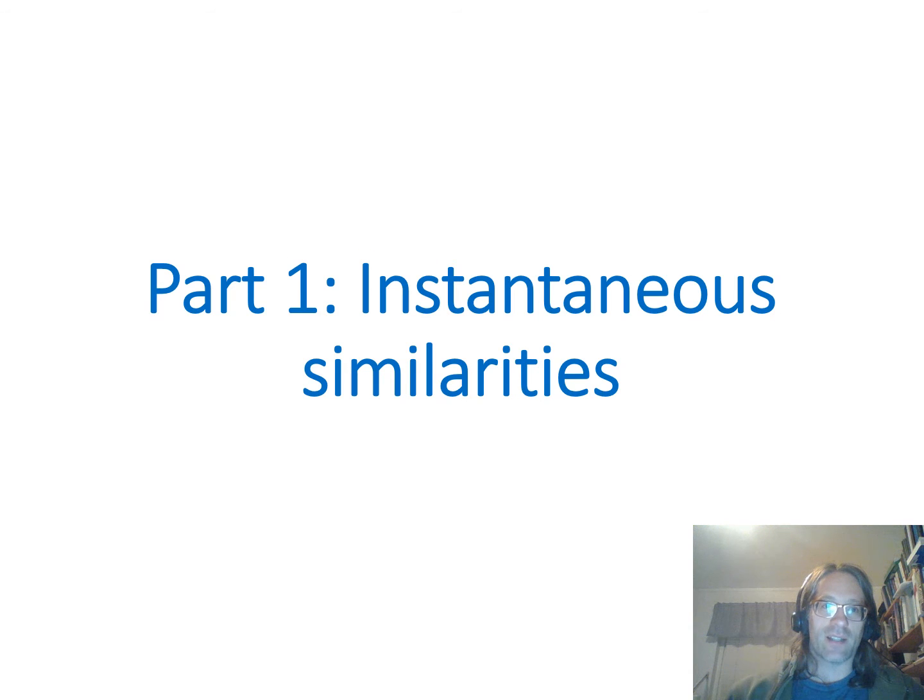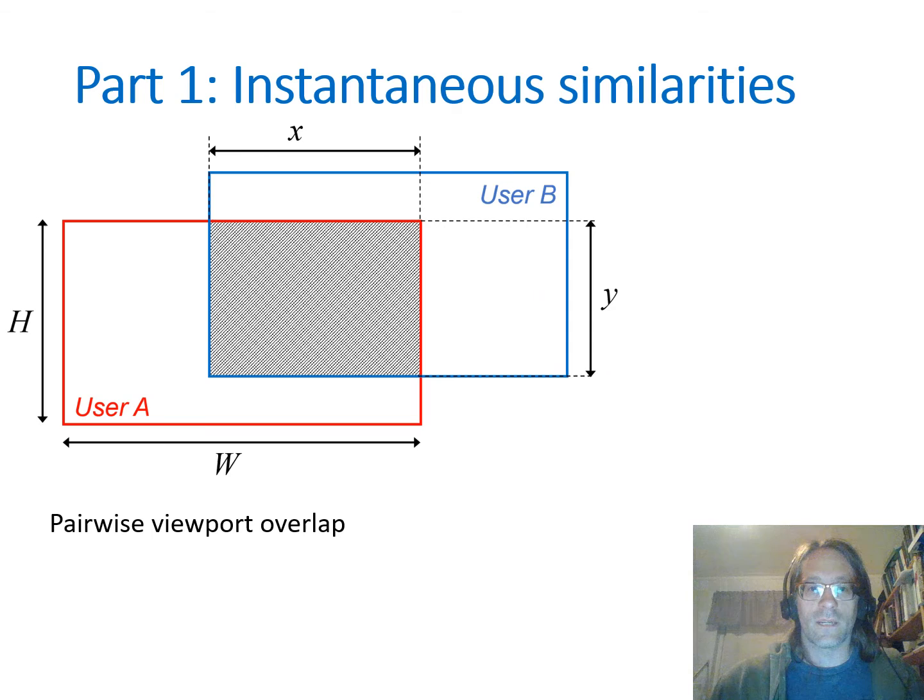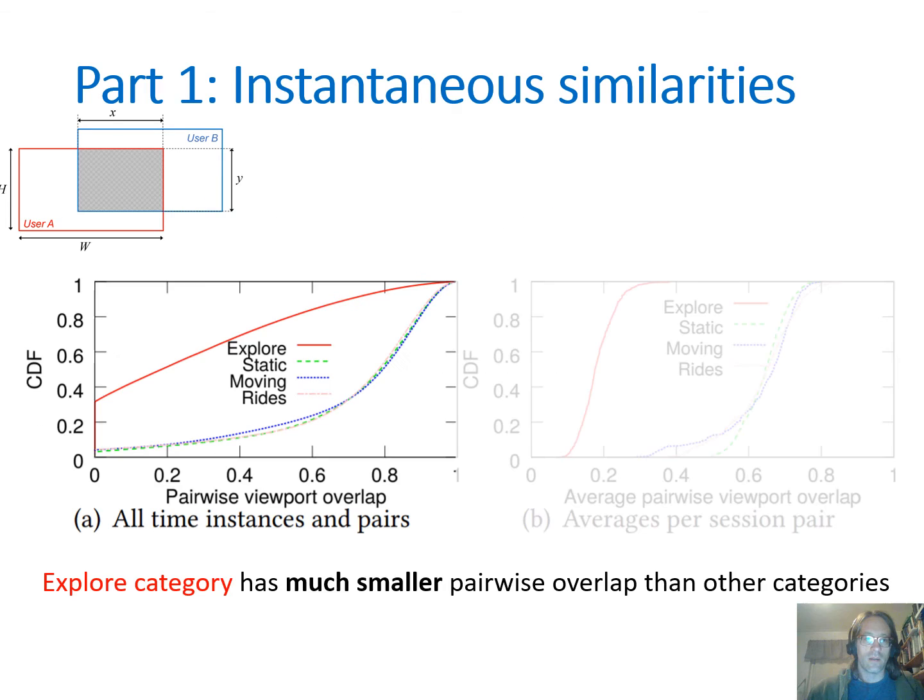We split our analysis into 3 parts. In the first part, we focus on the instantaneous similarities. So here we have user A in red, user B in blue, so their viewports, and the area in gray is then the viewport overlap. So that's going to be the focus here. Now let's look at the CDF of the instantaneous pairwise overlap for the different video categories.